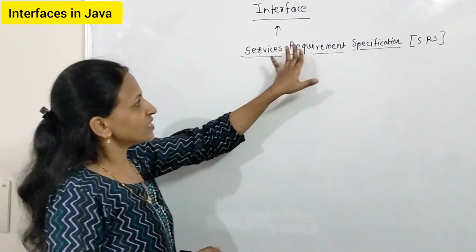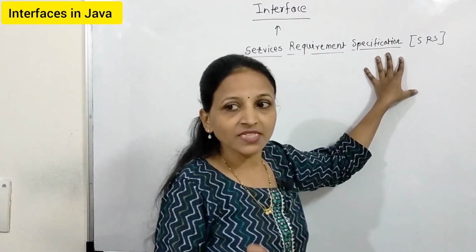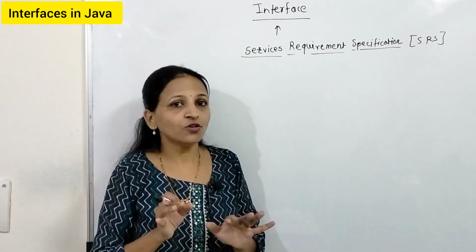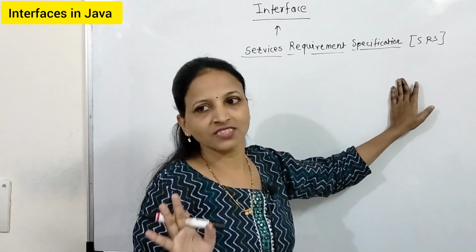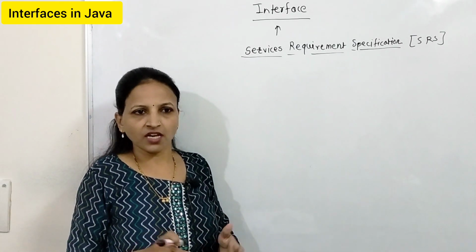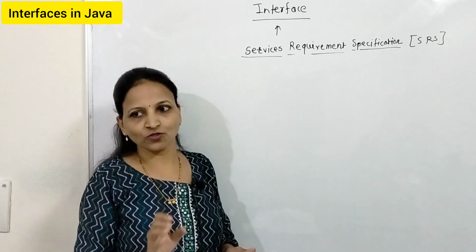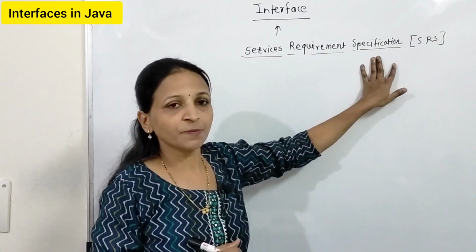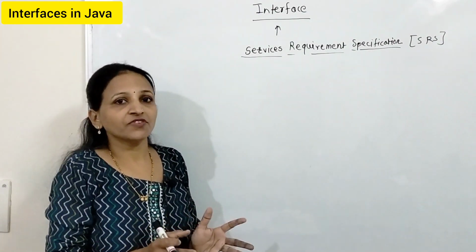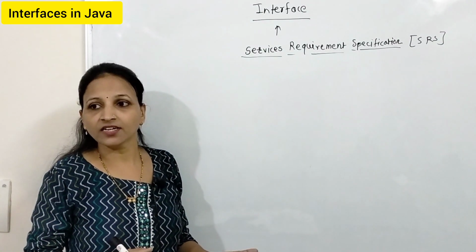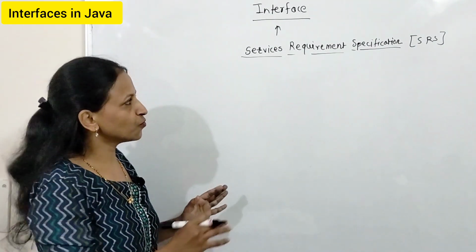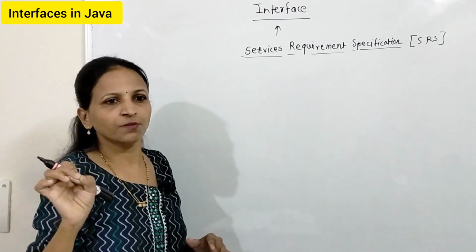Interface is nothing but services requirement specification. Here you are only specifying what the services are, but you are not implementing those services. Always keep in mind, any class you create, any instance of that class can have all those services. Services requirement specification means you are grouping multiple services here. What services are needed, you are just specifying, writing prototypes there. That's it. You group them under one interface, and you give a name to that interface.